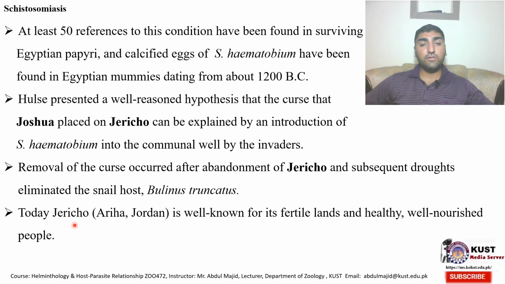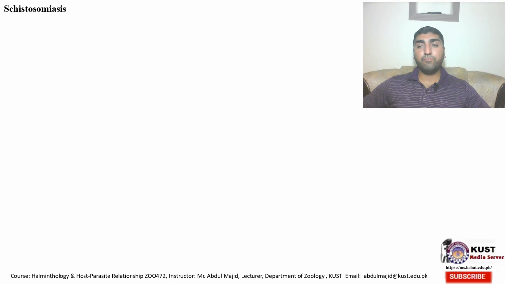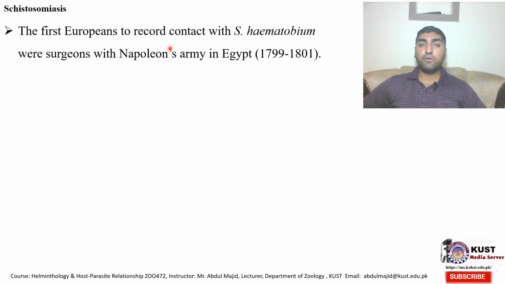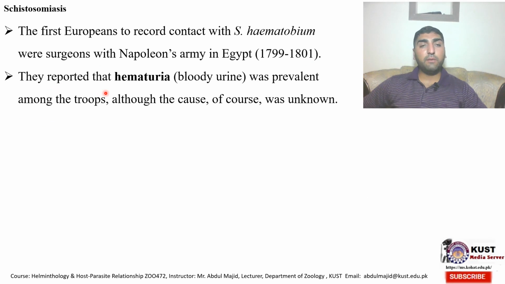Today the Jericho area, Jordan, is well known for its fertile land and healthy, well-nourished people. The first Europeans to record contact with Schistosoma haematobium were surgeons with Napoleon's army in Egypt, 1799 to 1801. They reported that hematuria, called bloody urine, was prevalent among the troops, although the cause of course was unknown.